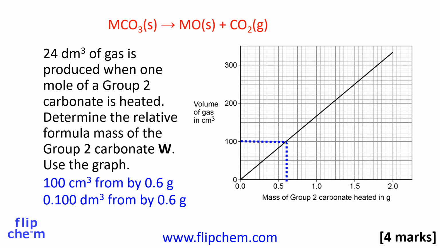From the graph, 100 centimeters cubed of gas is produced by 0.6 grams of carbonate. There are 1000 centimeters cubed in a decimeter cubed, so 0.1 decimeters cubed of gas is produced from 0.6 grams of carbonate.